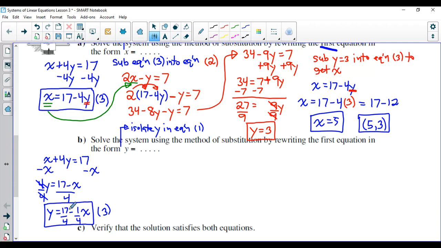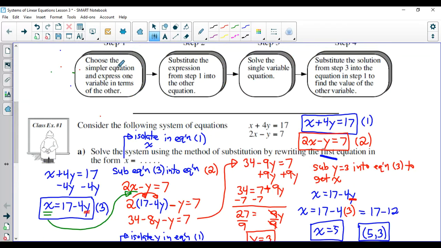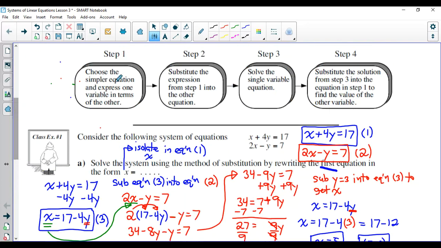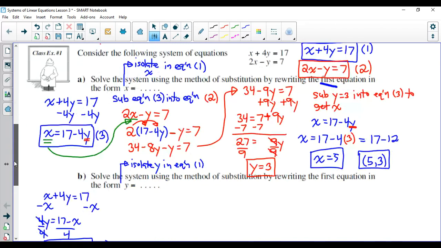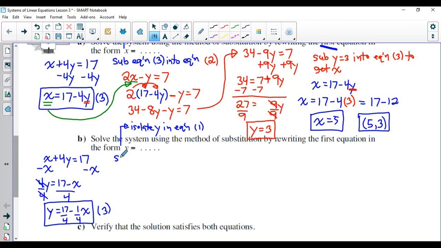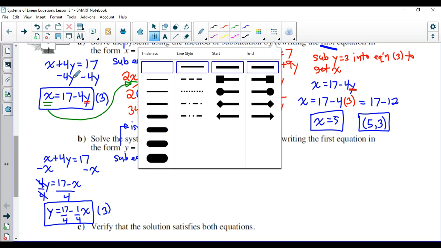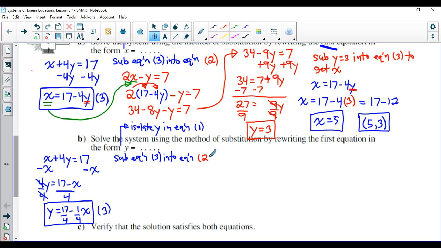Okay, now that I've isolated for a variable, we've done step 1. Step 1 was choose a simpler equation and express one variable in terms of the other one. This time around I isolated for y. Now take that expression and sub it into the other equation. So I'm going to sub equation 3 into equation 2. And again, equation 2 is red. Equation 2 is 2x minus y is equal to 7.